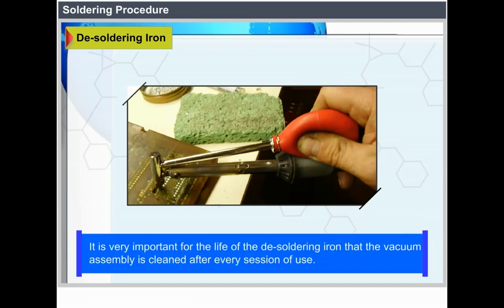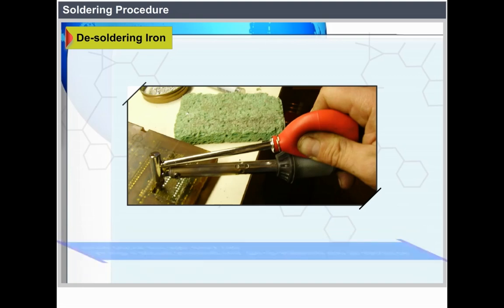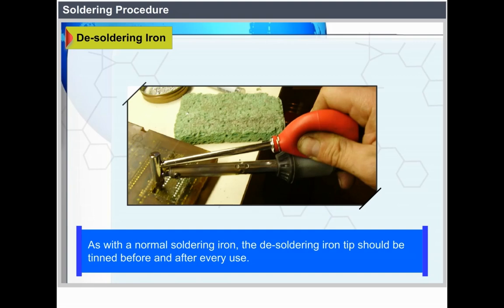It is very important for the life of the desoldering iron that the vacuum assembly be cleaned after every session of use. As with a normal soldering iron, the desoldering iron tip should be tinned before and after every use.